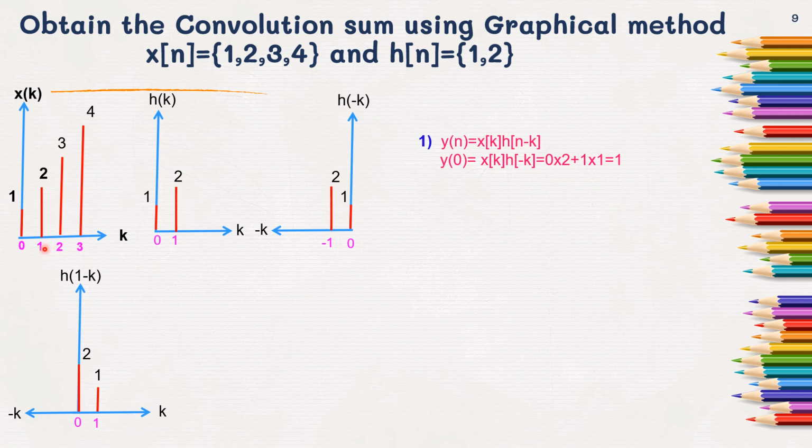And where is the overlap? Only at 0 there is an overlap. Here at 0 it's 1, and at 0 it is 1 in h of minus k also. So it is 1 into 1. So it is totally 1.